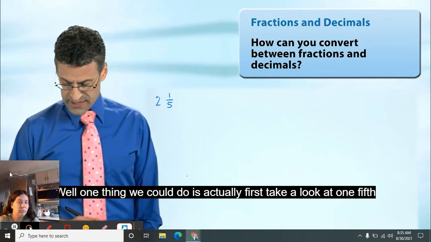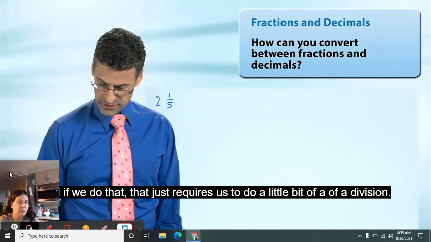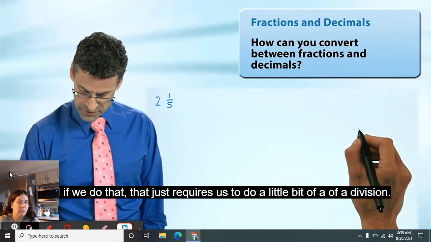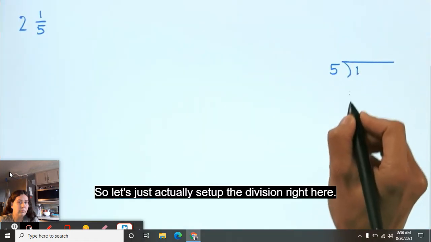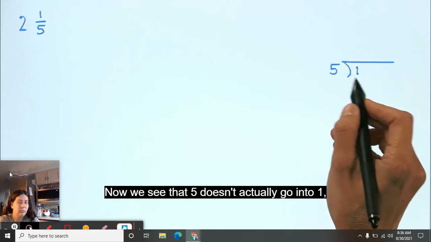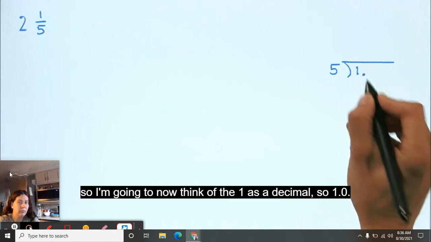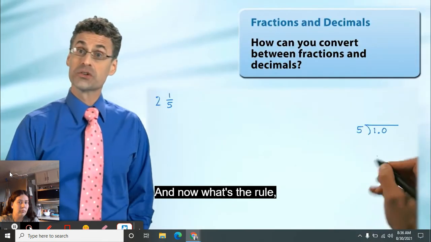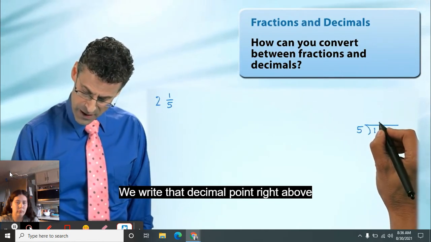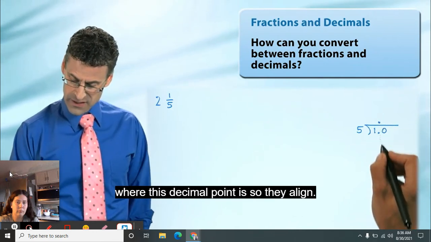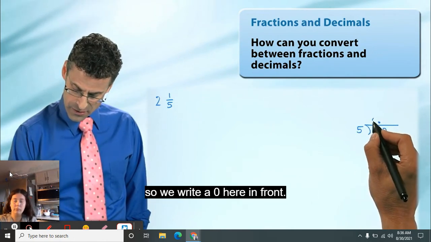Well, one thing we could do is actually first take a look at 1/5 and write that as a decimal number. And if we do that, that just requires us to do a little bit of a division. So let's just actually set up the division right here. Now we see that 5 doesn't actually go into 1, so I'm going to now think of the 1 as a decimal, so 1.0. And now what's the rule? What's our thinking when we do a division like this? We write that decimal point right above where this decimal point is, so they align. We saw that 5 actually doesn't go into 1, so we write a 0 here in front.